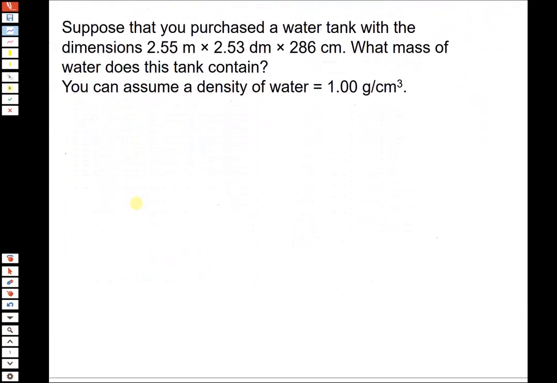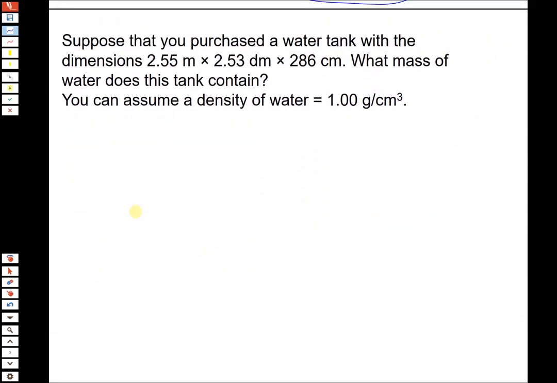Alright, we have another question that deals with density. So we purchased a water tank with these dimensions. What mass of water does this tank contain? So this actually ends up involving a little bit of an extra step, because here we're going to use density as a conversion factor. And so because density is equal to mass over volume, density allows us to convert between mass and volume. It's a ratio of those two. So if we have the mass of a substance, we can calculate its volume if we know the density, or if we have the volume, we can calculate the mass. And that's what we're doing here.